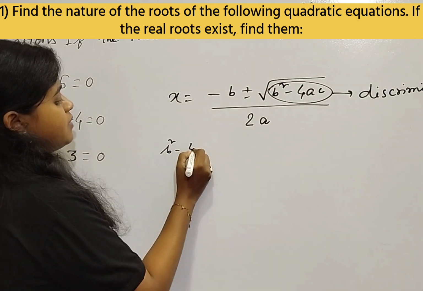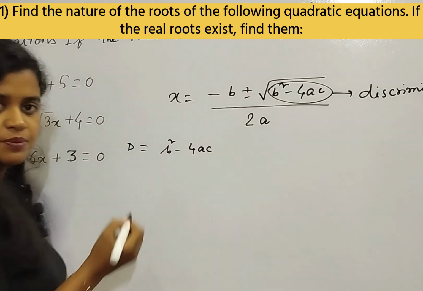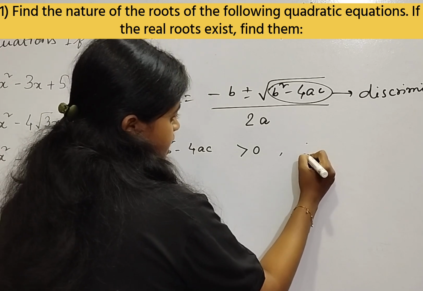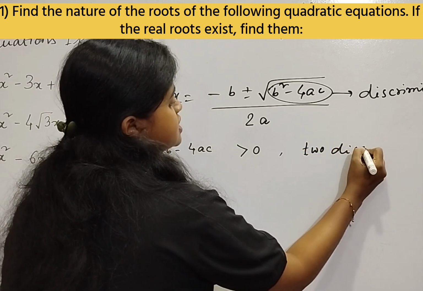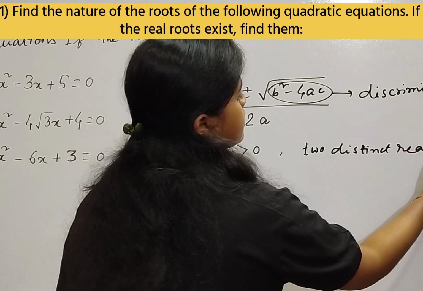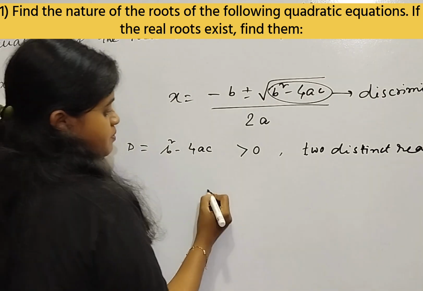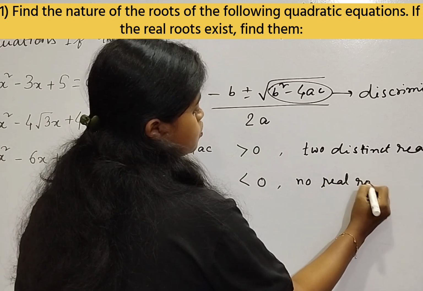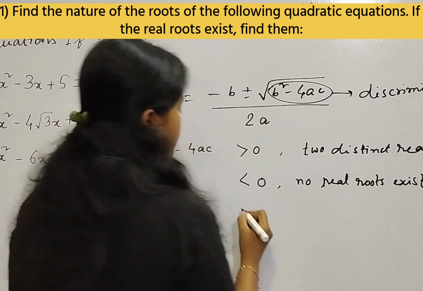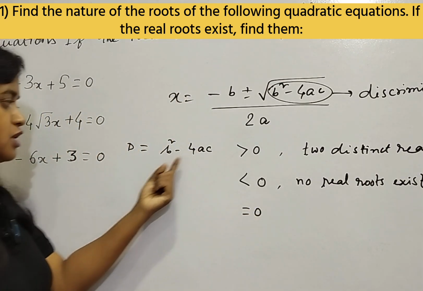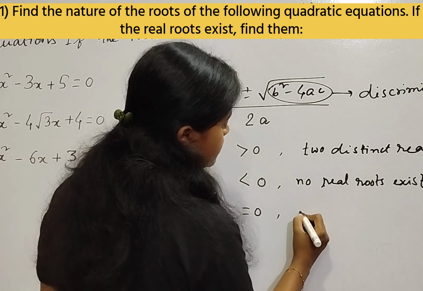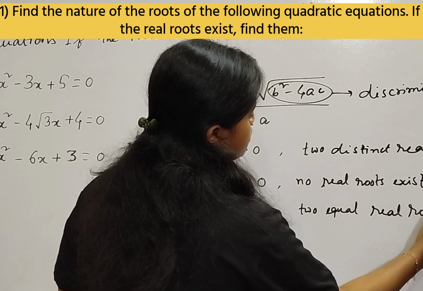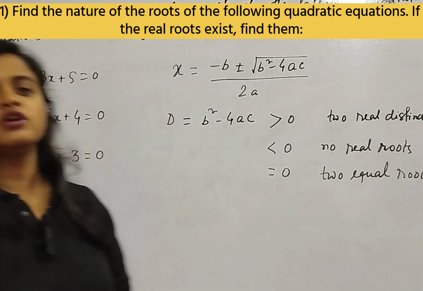If b square minus 4ac, which you can write as D, meaning discriminant, and if D equals b square minus 4ac is greater than 0, then we can say there exist two distinct real roots. And if b square minus 4ac, that is D, is less than 0, then no real root exists. And if D equals 0, that is b square minus 4ac equals 0, we can say two equal real roots.